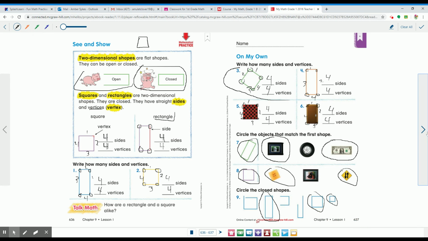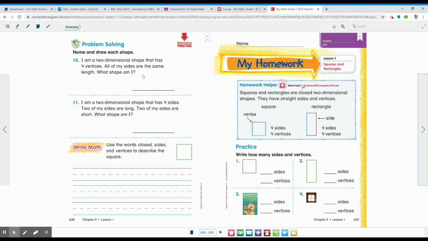Good job, guys. So I'm going to do a couple word problems with you, and then you're going to get started on your quiz. So I am a two-dimensional shape that has 4 vertices. All of my sides are the same length. What shape am I? We talked about this, guys. If all the sides are the same length and it has 4 vertices, it is a square. Don't let this trick you up in the homework later.